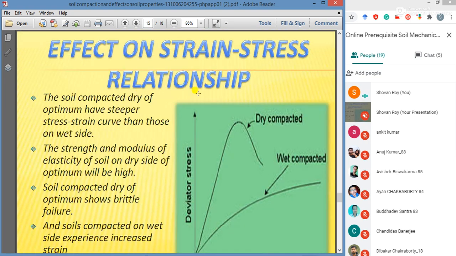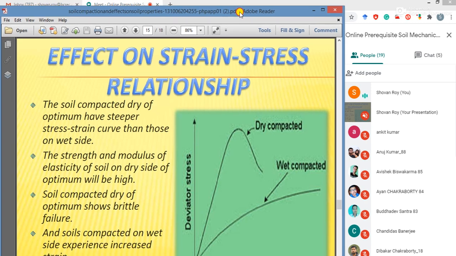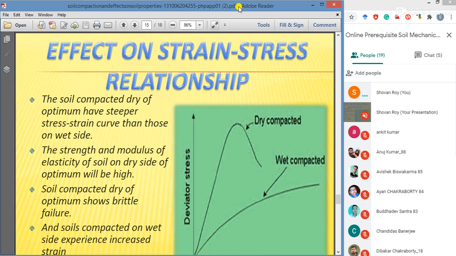Now this is the effect of stress strain relationship. For a given soil, a sample compacted dry side of optimum has a steeper stress strain curve and hence a higher modulus of elasticity than the one compacted wet of optimum. In the figure, at the same density, soil compacted dry of optimum has brittle failure, while soil compacted wet of optimum, having dispersed structure, continues to increase in strength even at higher strain.